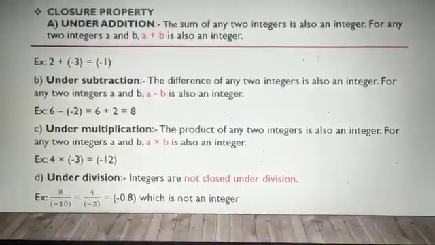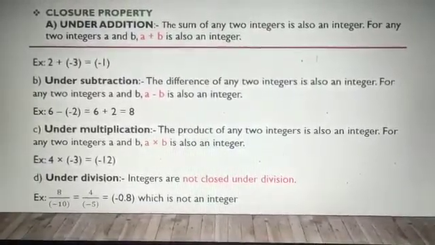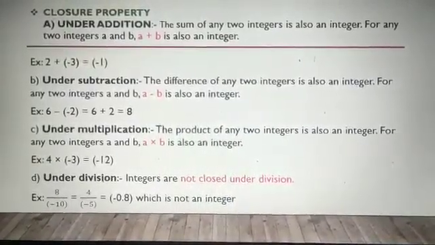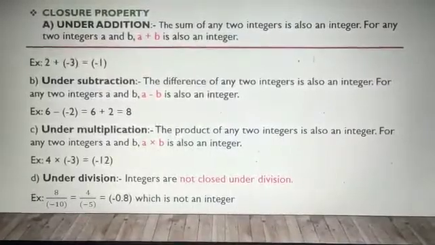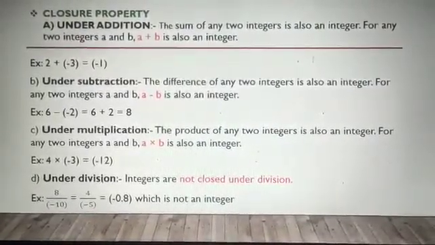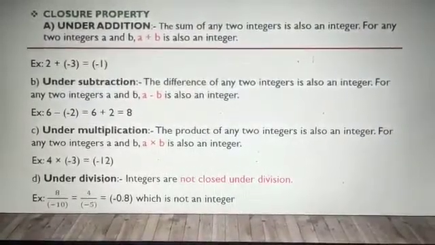Now under multiplication, that is, when we multiply two integers, we get an integer. For any two integers a and b, a into b is also an integer. For example, 4 into minus 3. Both are integers and their answer is equal to minus 12, which is again an integer.